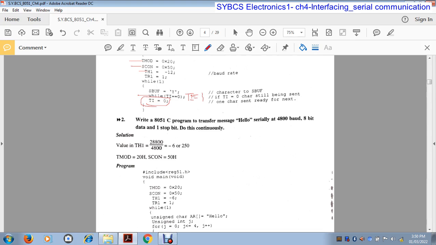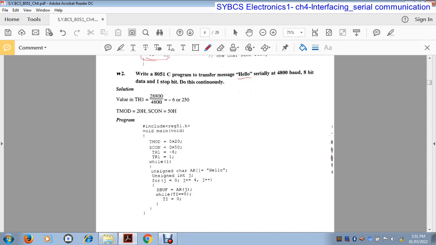Similarly, we can transmit "hello world". Just go through this program. The programming steps are similar for all the programs.